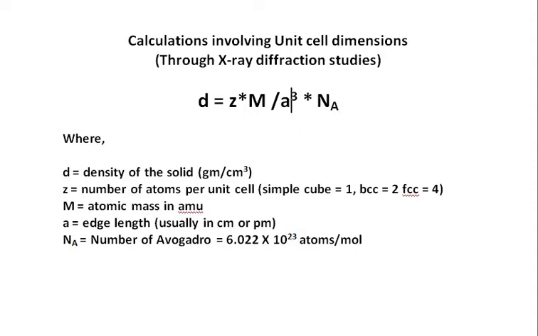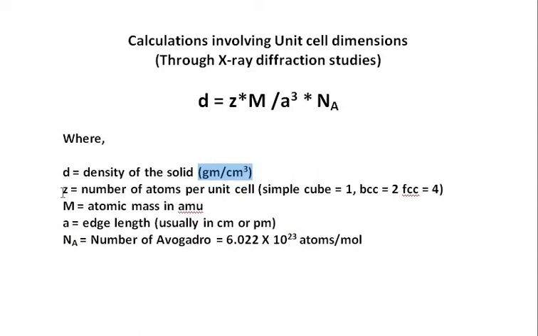It says small d is equal to small z into M divided by a whole cube into Na. Let us understand the parameters one by one. D stands for density of the solid. Density of a solid is usually the density of unit cell, which is the same as the density of the particular substance. Generally, the unit is gram per centimeter cube.